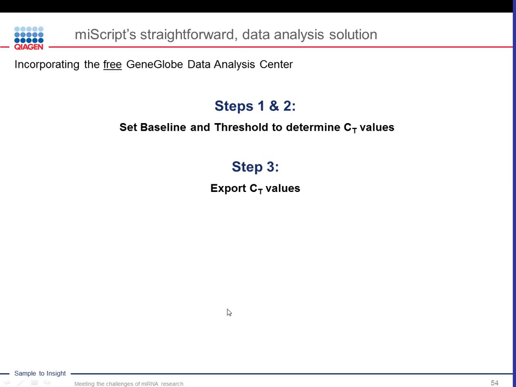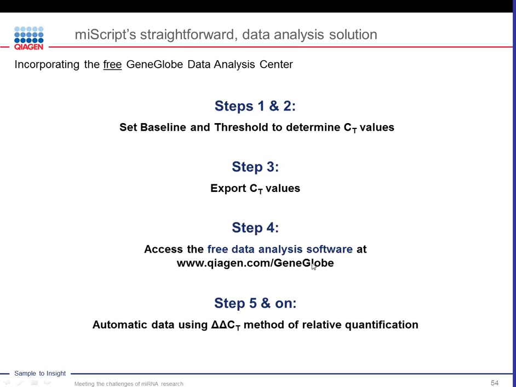So now for using the GeneGlobe Data Analysis Center, what this tool enables you to do is perform delta-delta CT calculations with a few clicks of your mouse. Steps 1 through 3 remain the same. You set your baseline and threshold, and then export your CT values. But step 4, you access the free data analysis software at qiagen.com/GeneGlobe and perform automatic data analysis using the delta-delta CT method.